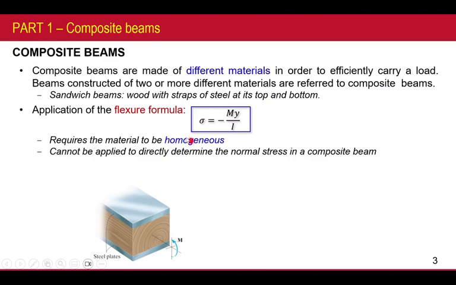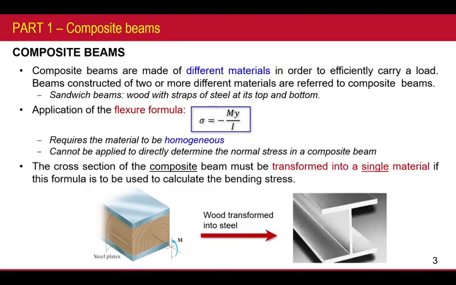So that means this formula cannot be applied directly to determine the normal stress in a composite beam. But in real applications, there are so many composite beams. How can we solve this problem? That means we must use one way to transform. So we would transform into steel, like an I-beam.